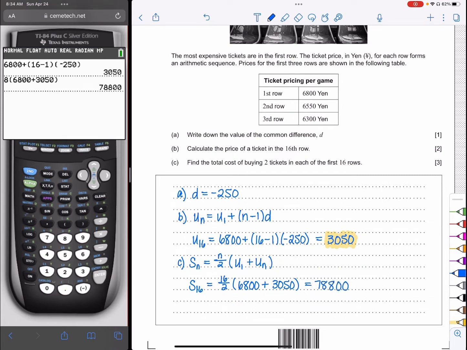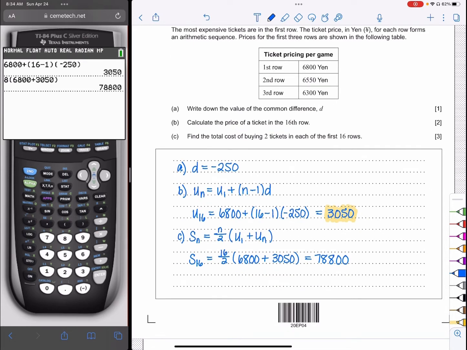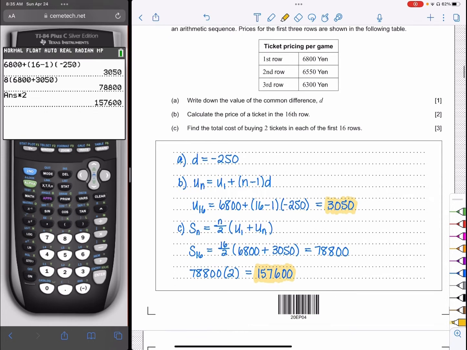78,800. Now you have to make sure you understand that it says the cost of buying 2 tickets in each row. So what I actually need to do is multiply 78,800 by 2, because that was the sum of buying 1 ticket in the first 16 rows. So in order to buy 2 tickets in the first 16 rows, if I multiply that by 2, I will end up getting 157,600. All right, so that is my answer there.